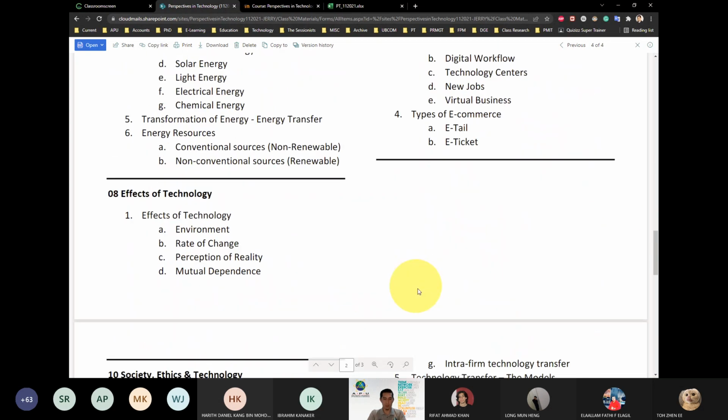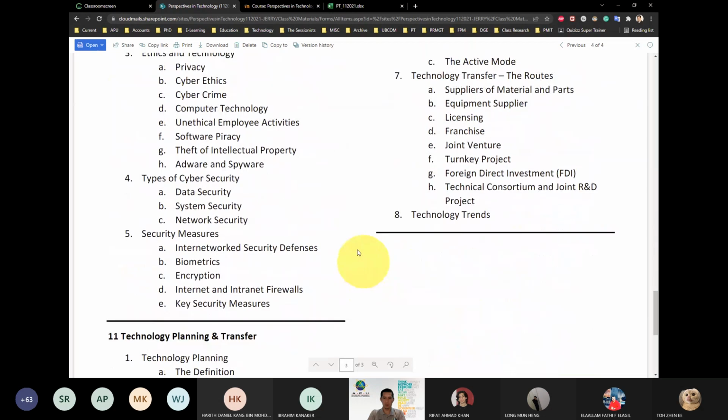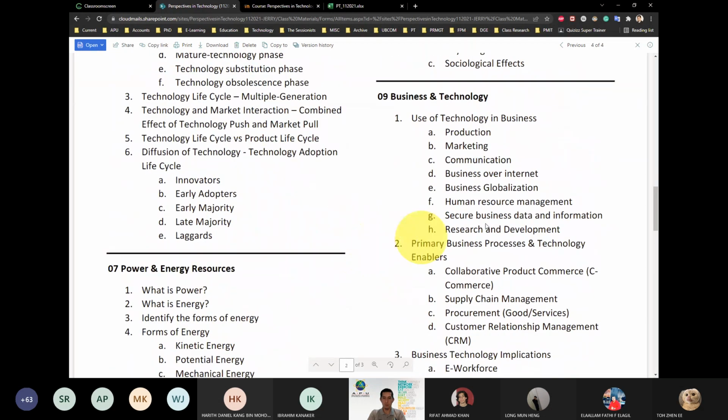Then we went into business and technology, which was the second last topic. Oh, sorry, the third last topic. So there were different examples that we went into as well, right?